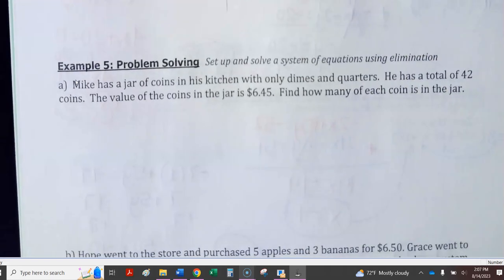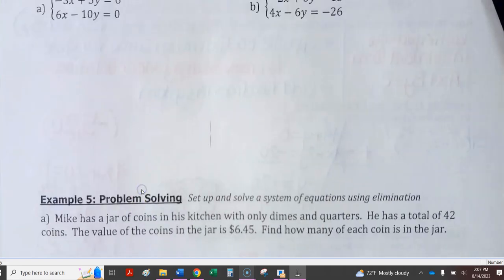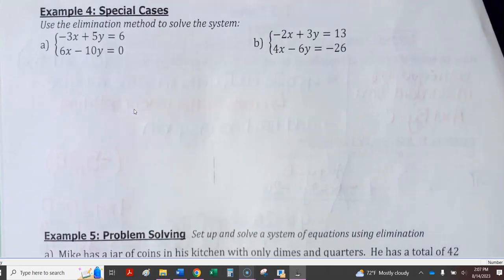Okay. Now, on the back, I'm just going to show you what this looks like if you end up with the variables all getting eliminated, so like a special case, like a no solution or an infinite solution. All right. So if I look at this first system, I have negative 3x plus 5y equals 6, and I have 6x minus 10y equals 0.